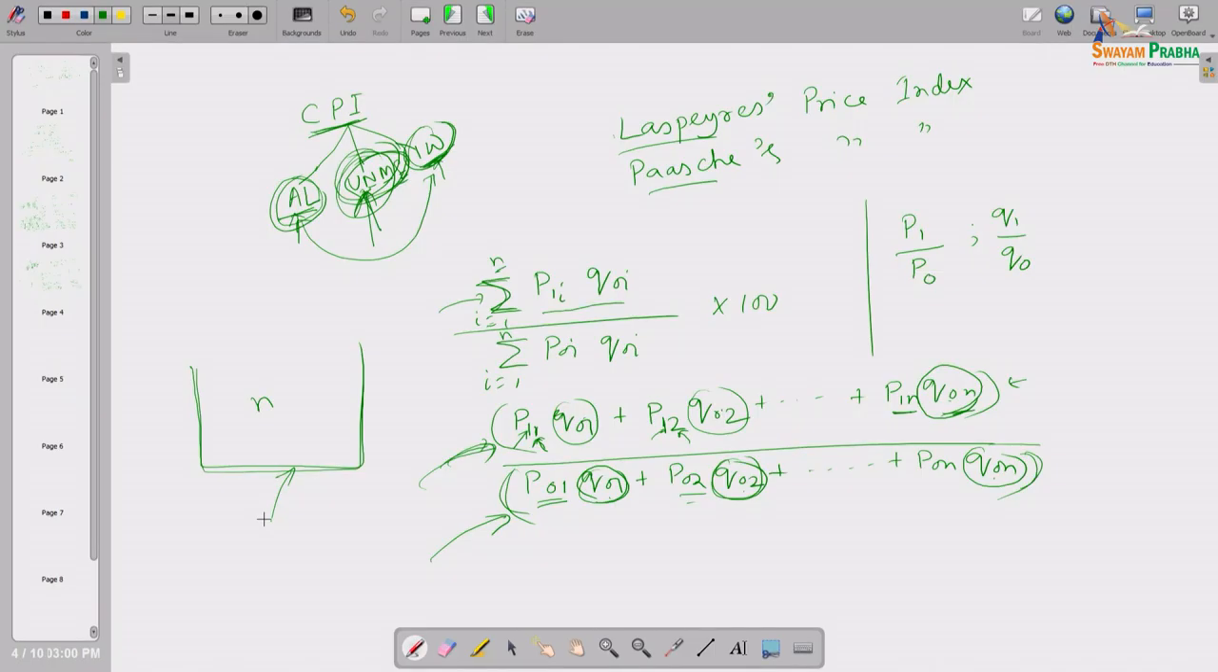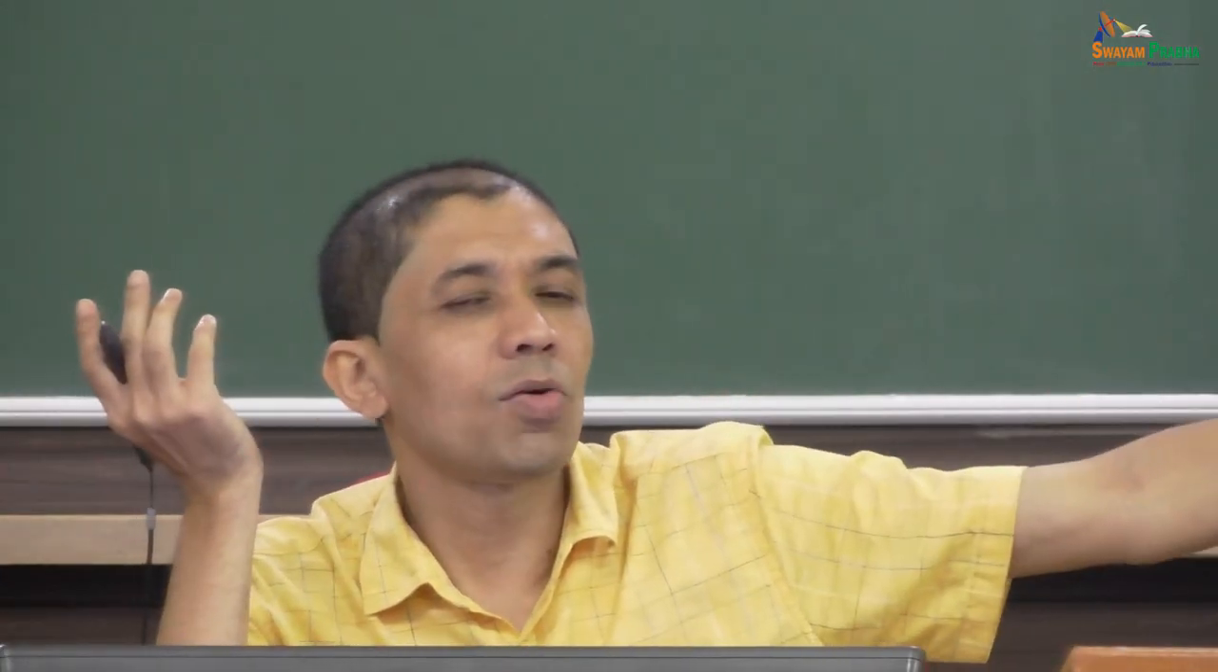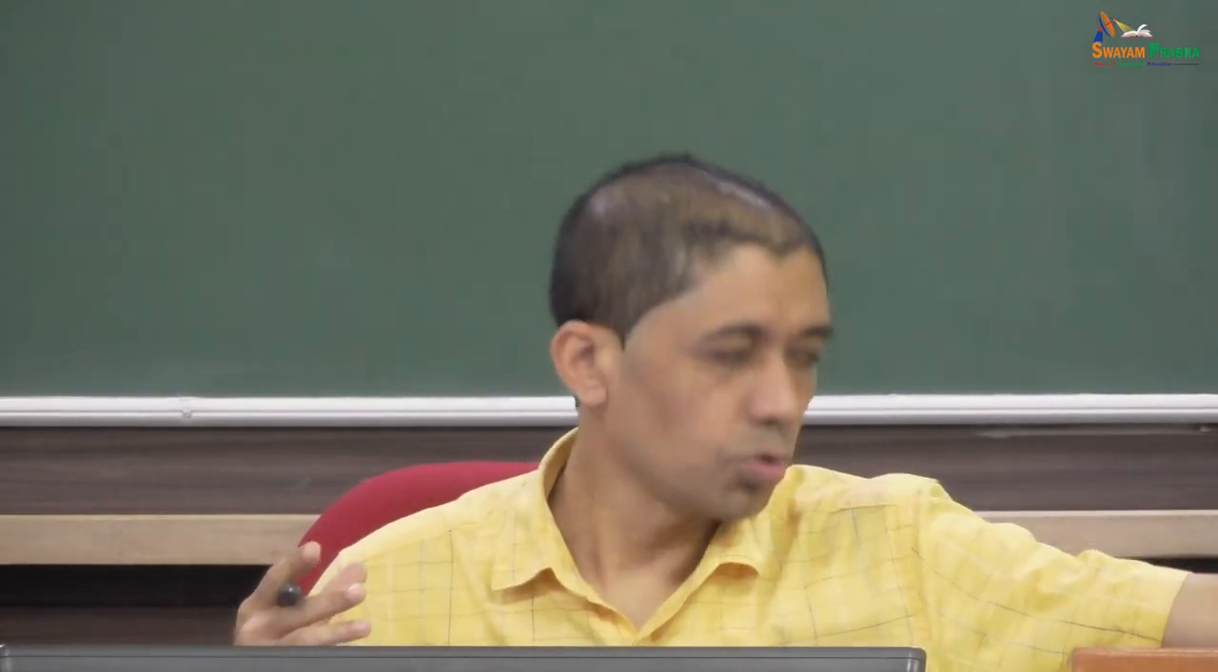Since I am keeping the quantity basket intact, if this ratio becomes greater than 1, or when multiplied by 100 to make it a percentage, if it is greater than 100, I can tell that the overall cost of living has expanded. Suppose the consumption basket expenditure at the base period price was say 10,000 rupees. Today, if I purchase the same basket at today's market price, it is 15,000. So I can tell that the more money I have to spend for my consumption is only because of the change in price, because I am keeping the consumption basket intact.